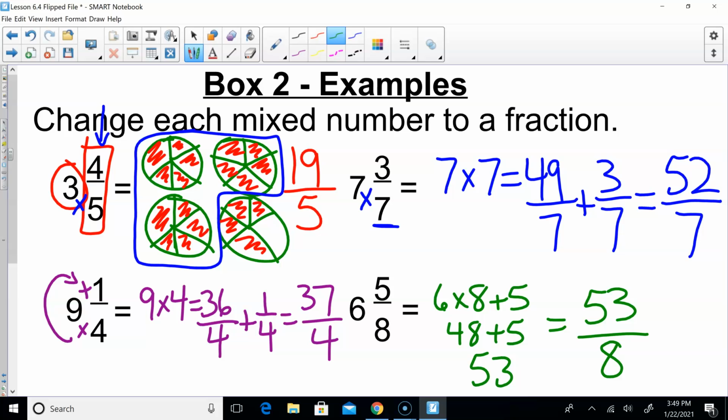So you can pause the video right now if you want to go back and re-watch this one to get a feel of how this works. This is kind of a big type of concept to help us go from mixed numbers to a fraction greater than 1.